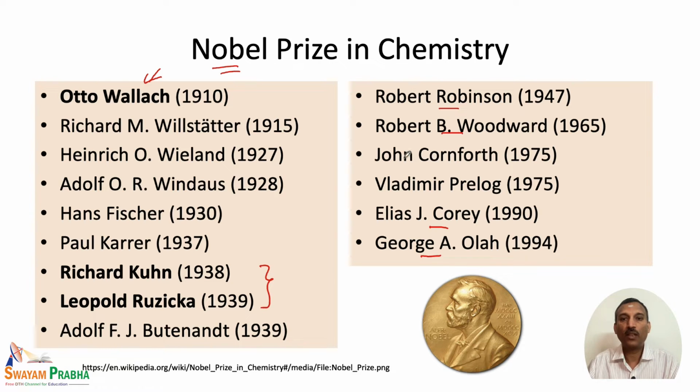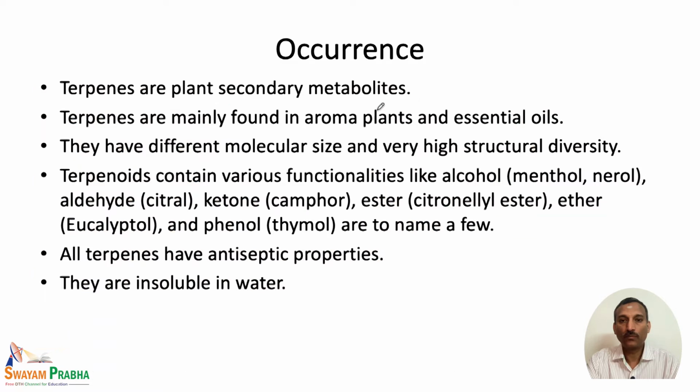So basically there are various people who had contributed to the development of terpene chemistry, and this clearly tells the importance of terpenes in chemistry. And let us look at the occurrences of terpenes.